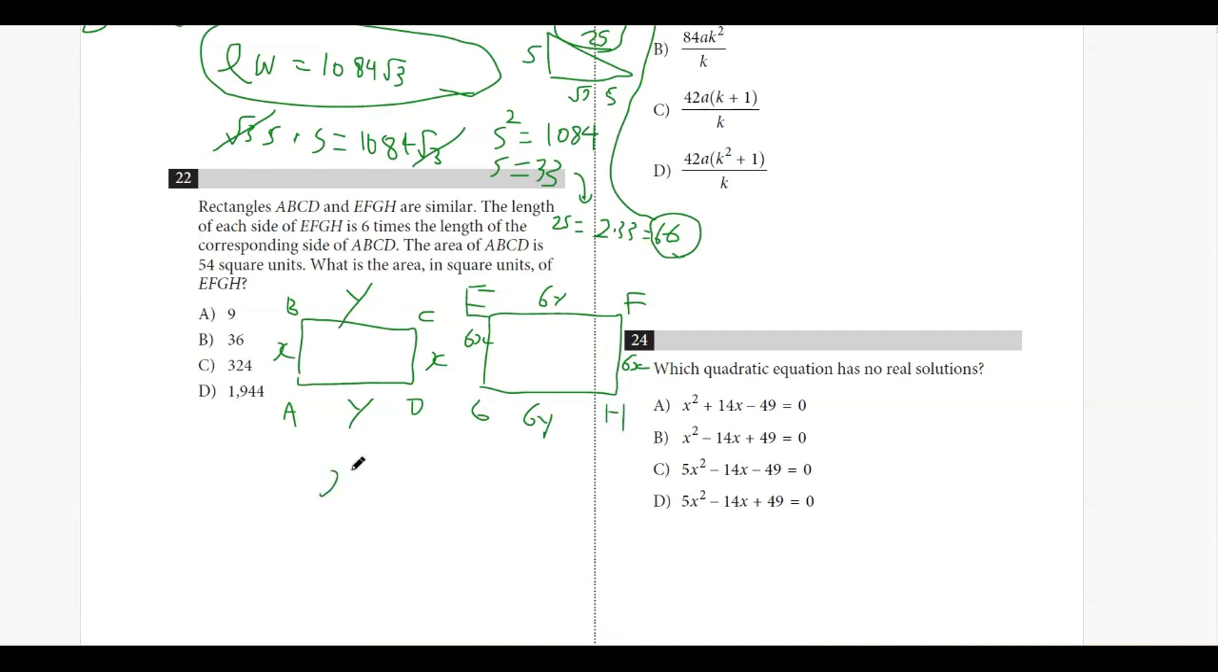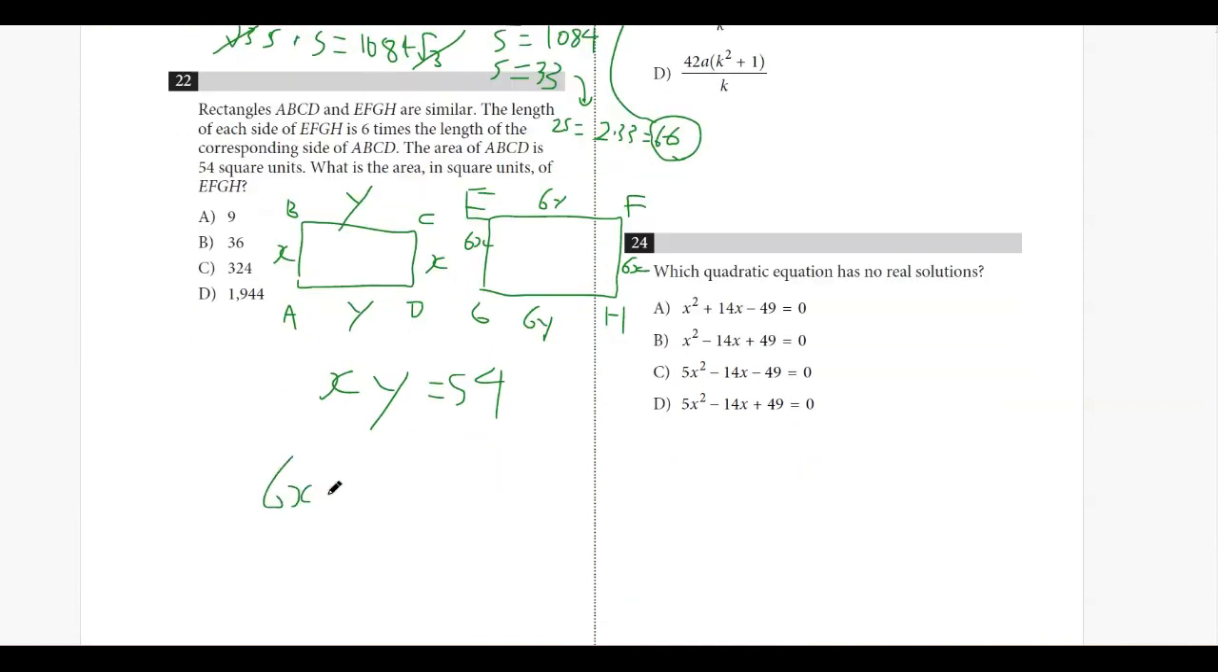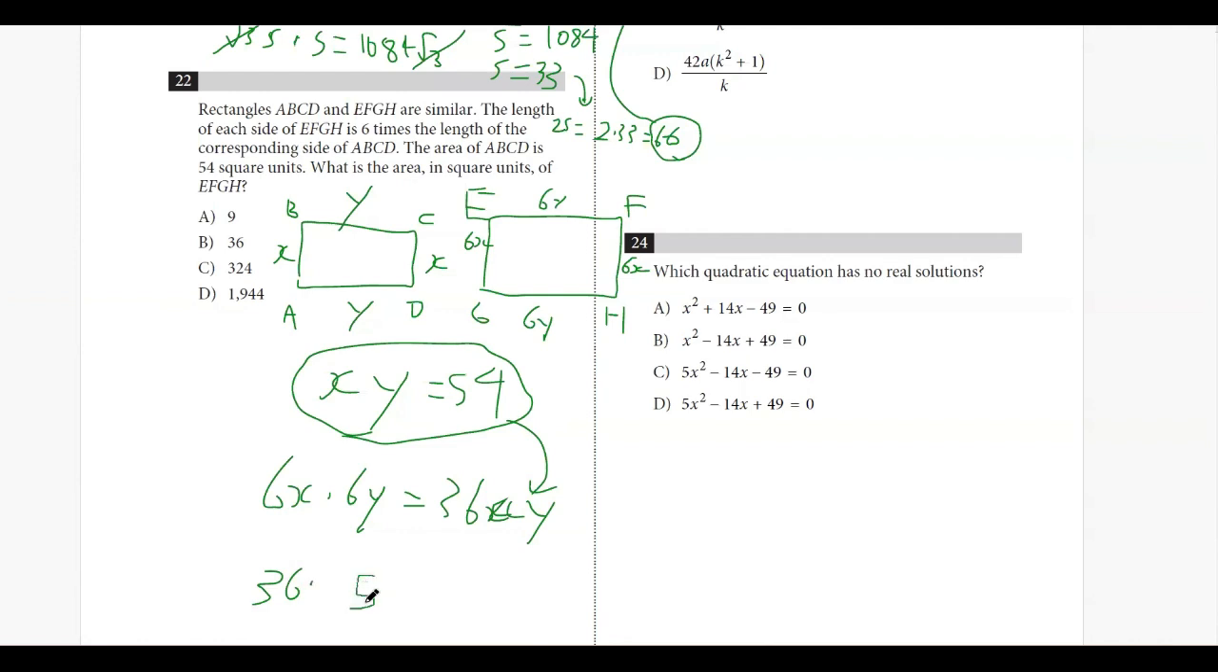And we know that the area of ABCD, so x times y, is equal to 54. So EFGH is 6x times 6y, which is equal to 36xy. Since we know the relationship xy is 54, so 36 times 54. What's that equal to? It's equal to 1944. So B is correct.